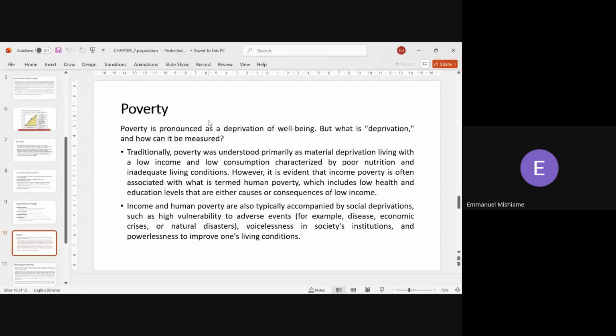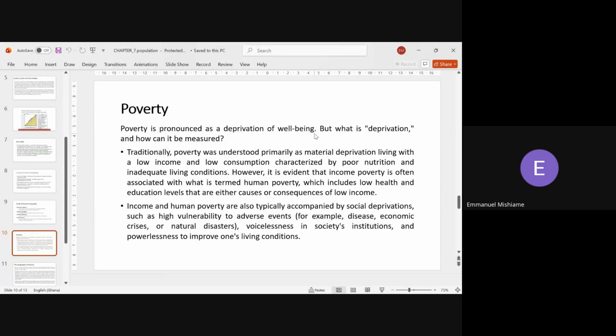Now, as I earlier mentioned, poverty usually is attributed to the lack or inadequacy of income or money. So usually poverty is attributed to what? Money. But today we are getting to know that poverty is a deprivation of well-being. So a lot of things can come into play.